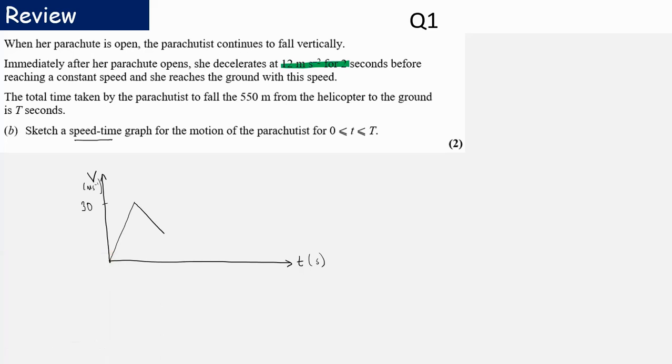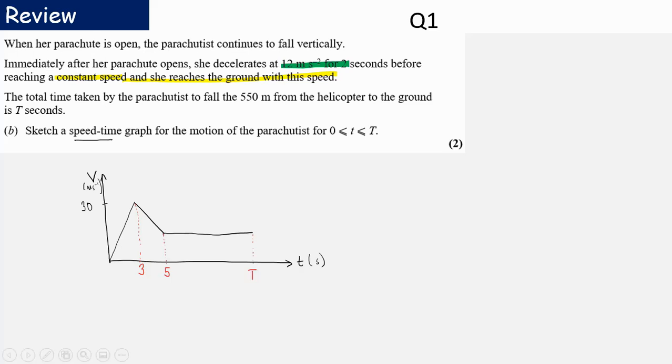We'll do this on my graph, and then I'm told that after my constant deceleration I will reach a constant speed and I'll hit the ground at that speed. So that's what my graph is looking like. I can get some timings in here. After 3 seconds, we're told that it remains open.